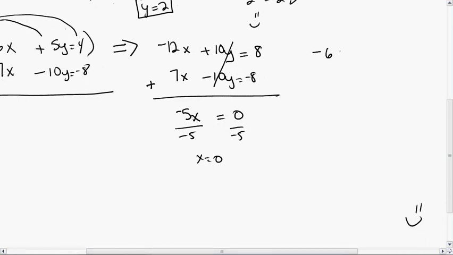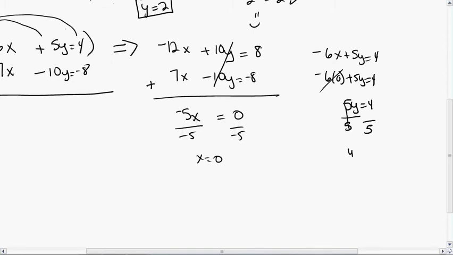I'm going to substitute my 0 in for x, so negative 6 times 0 plus 5y equals 4. 6 times 0 is just 0, so that's going to go away. I'm left with 5y equals 4. Divide both sides by 5, and y is going to equal 4/5.